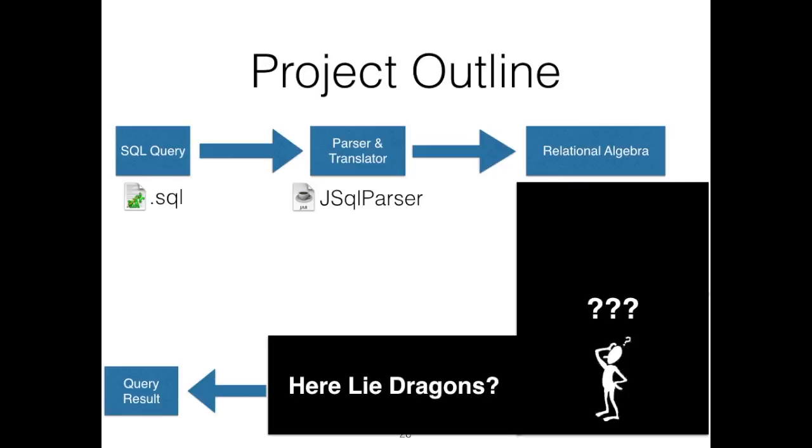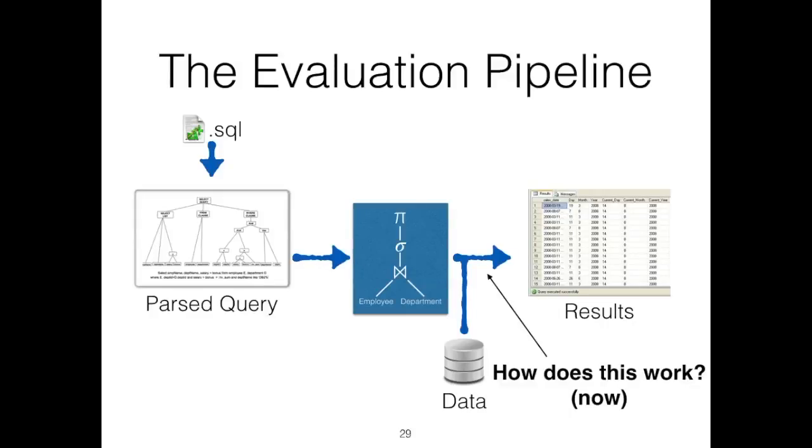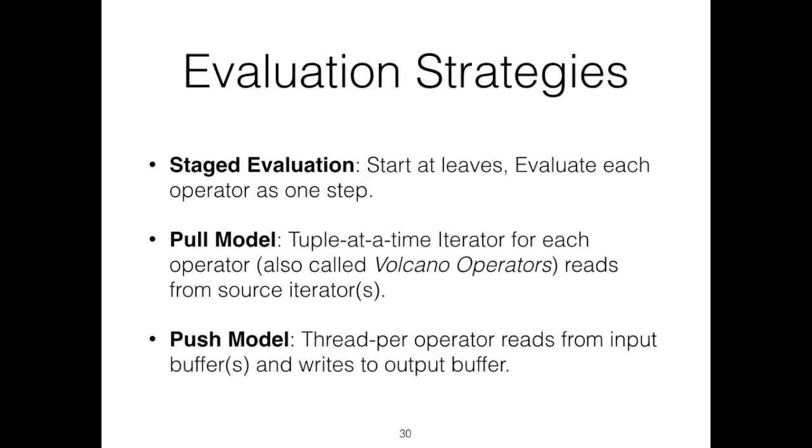You're converting that into relational algebra. And then somehow, out of all of that, come query results. And so what we're going to focus on right now is that last step. How do you take the data, how do you take the relational algebra tree, and combine that all to produce actual query results?